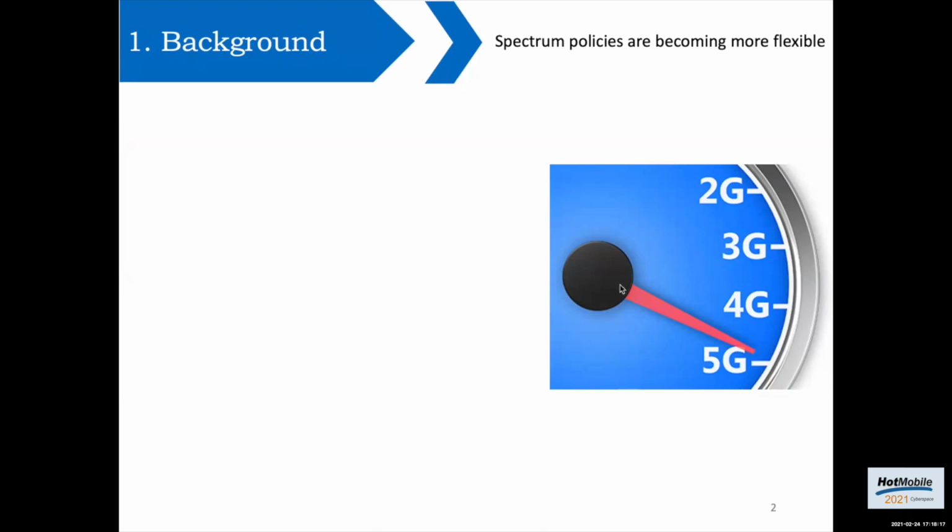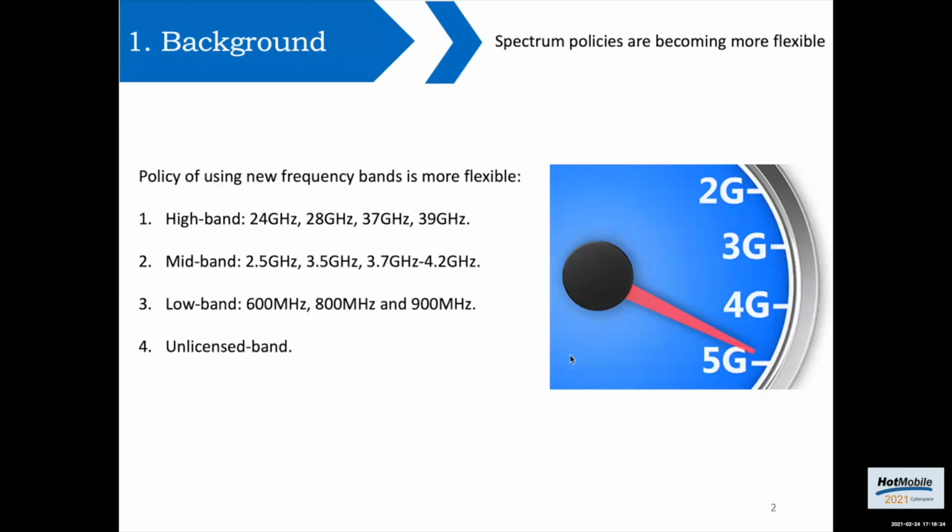With increasing demands of wireless capacity and 5G services, spectrum policies are becoming more flexible, and FCC has planned new frequency bands available for diverse use cases. So they include recent developments in low, mid, and high frequency bands. The spectrum sensing is becoming more important.